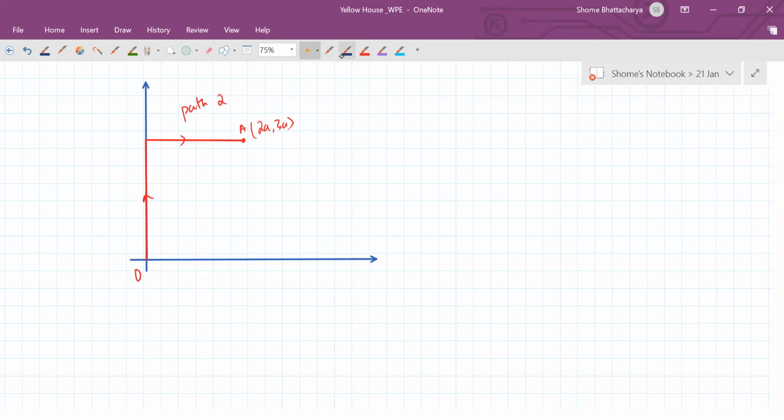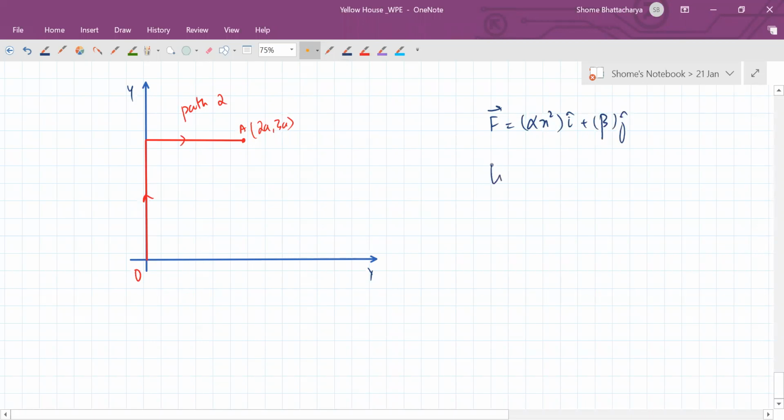So that's your second path, where again the general equation for the force is alpha x square i cap plus beta j cap. So you want to calculate this. Okay, just try this out now.